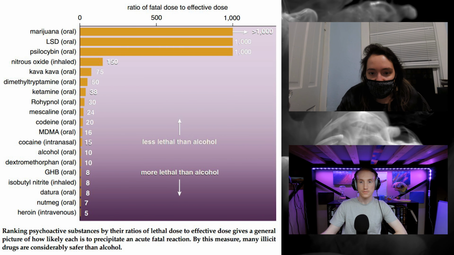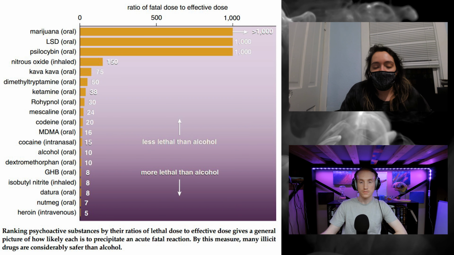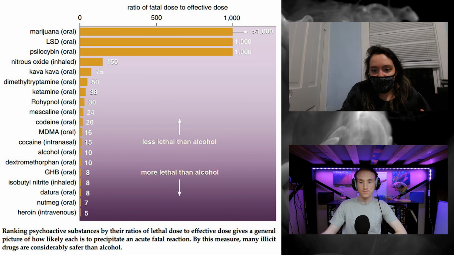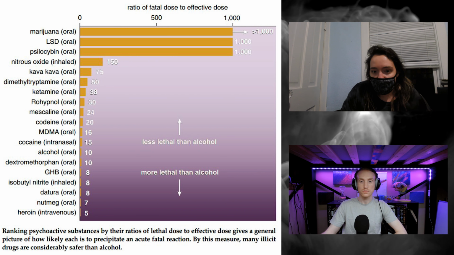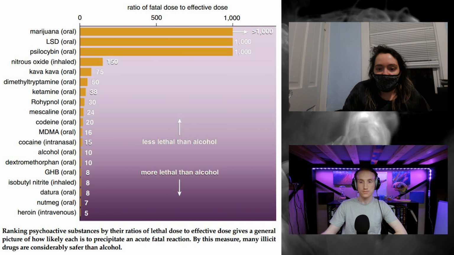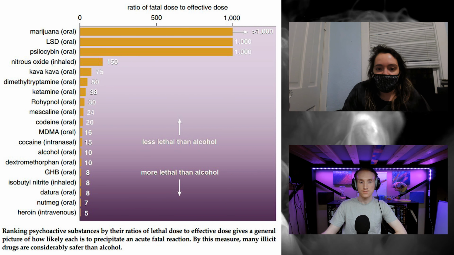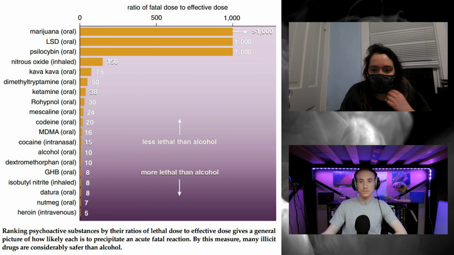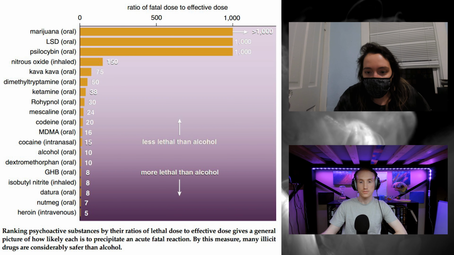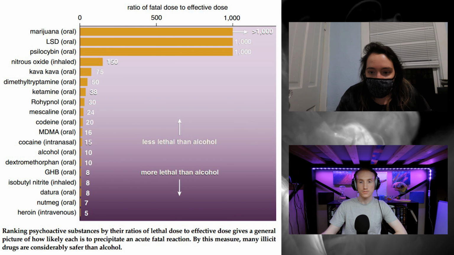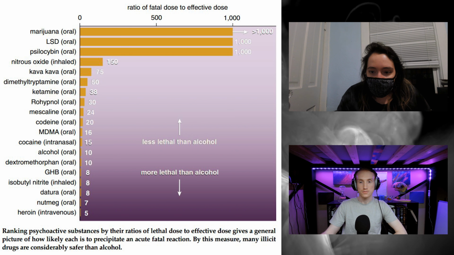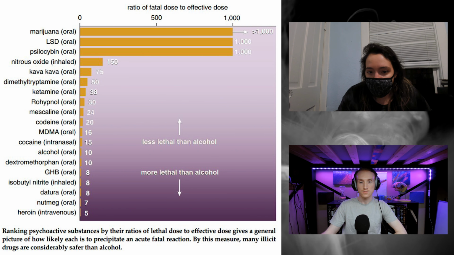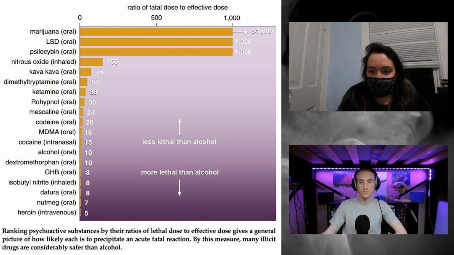So what this means is the fatal dose is obviously the dose that causes overdose. The effective dose is the dose it takes to get you inebriated. So what this ratio means is that, for example, with marijuana, let's look at that one. It says over 1,000. So this means that if one dose gets you inebriated, it would take over 1,000 doses to cause an overdose.